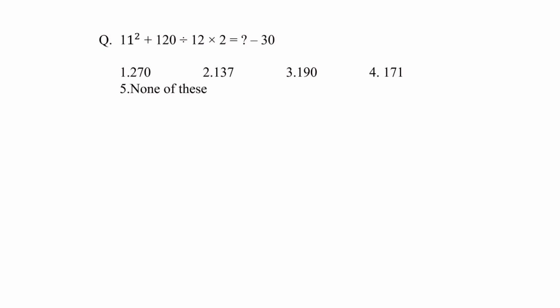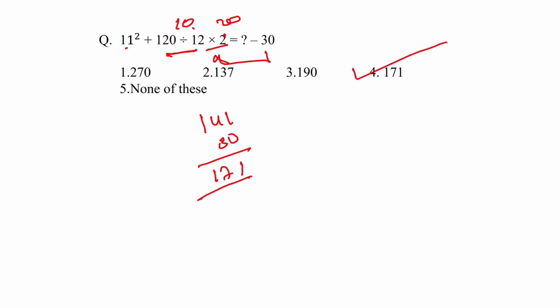That's 11 square plus 120 divided by 12. So, according to BODMAS rule, first apply the division by 12. So the answer is 10, 10 into 2 is 20. 11 square plus 20, 121 plus 20 is 141. Minus 30, left side goes to plus outside. 141 plus 30 is 171, is the answer.